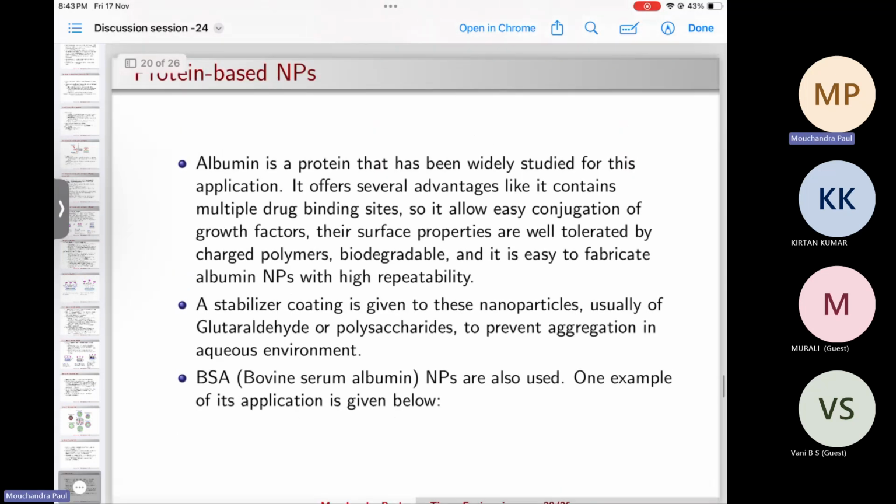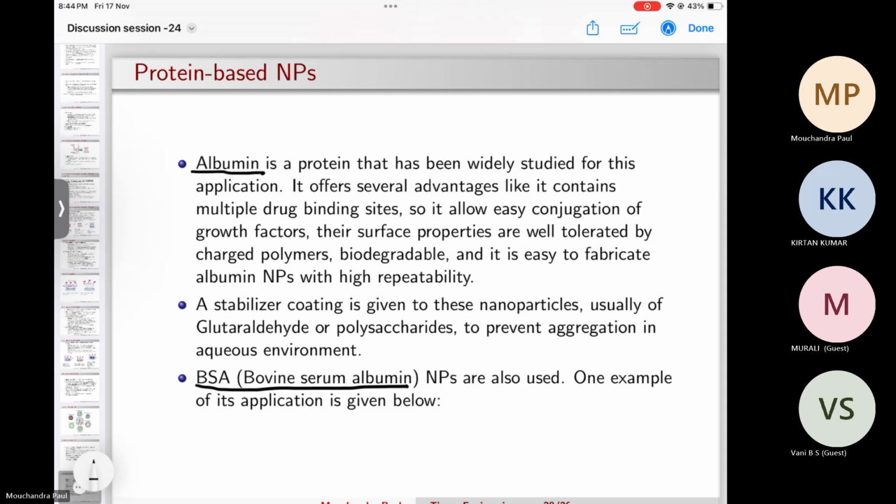Now you can use various types of proteins, like natural proteins which are available in our body, and make nanoparticles out of those proteins. A few examples that have been used for this application are albumin and BSA, bovine serum albumin. These proteins have been used to make nanoparticles. Okay, there are various advantages to it.